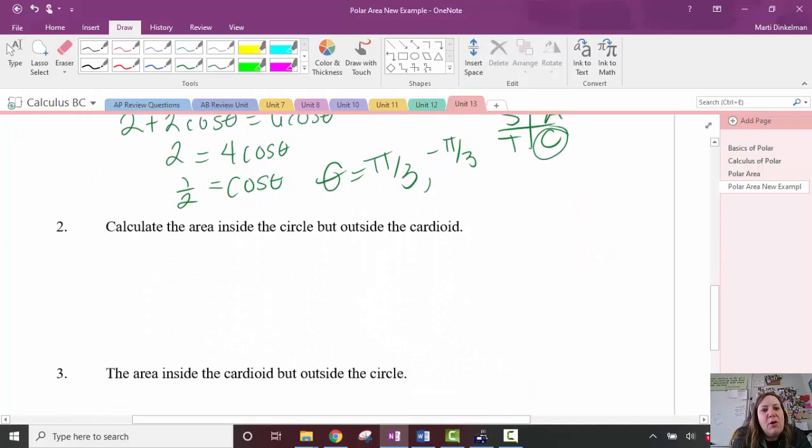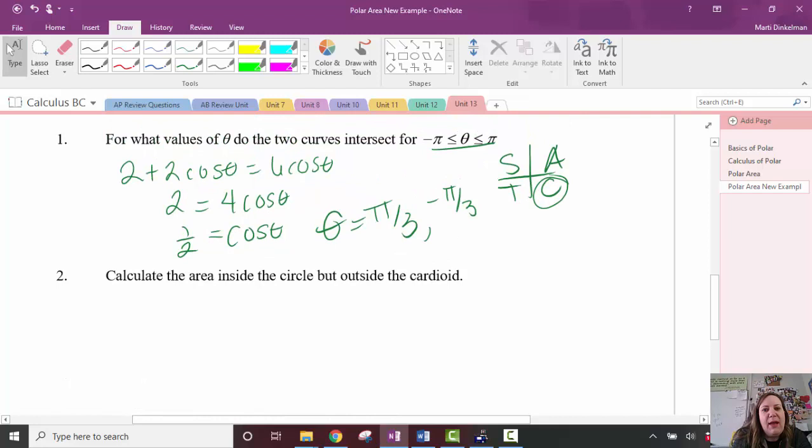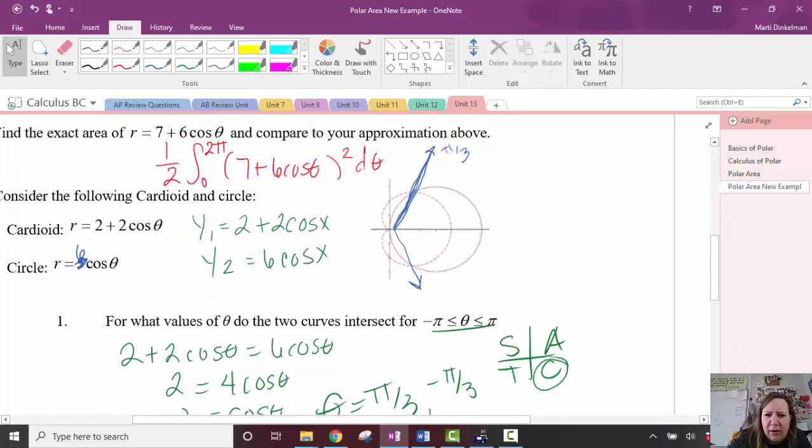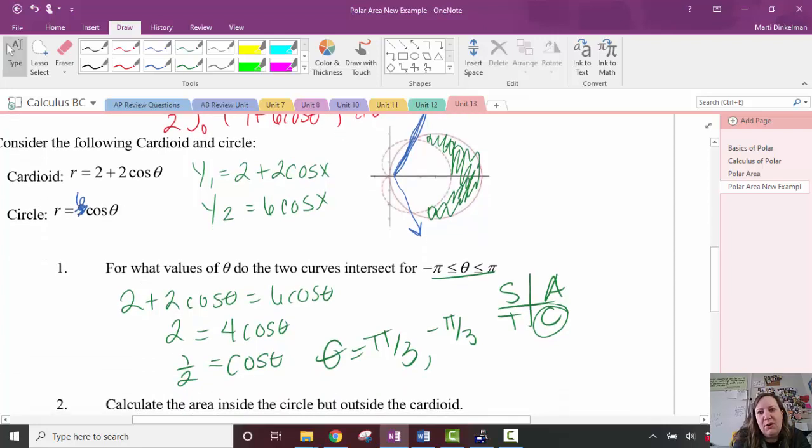Okay, so on number 2, they want us to calculate the area inside of the circle but outside of the cardioid. Okay, so let's figure out where they're talking about. So inside this circle but outside the cardioid. So we can't really think top minus bottom here. We have to almost think like outer ring minus inner ring in this particular situation.